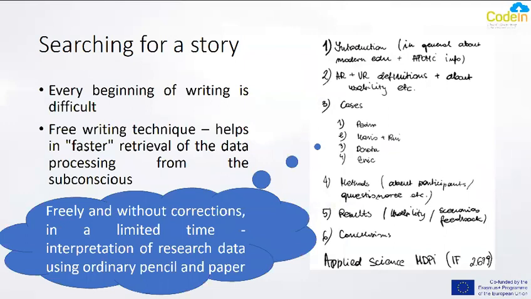Recent psychological research suggests that the interpretation of research data is performed by the subconscious. One of the techniques that help in faster retrieval of the data processing from the subconscious is the technique of free writing. In doing so, the author freely and without corrections in a limited time interprets the data from the research using an ordinary pencil and paper. In the subsequent reading of such a text, the key points and statements that make up the summary and chapters of the scientific paper can be identified.